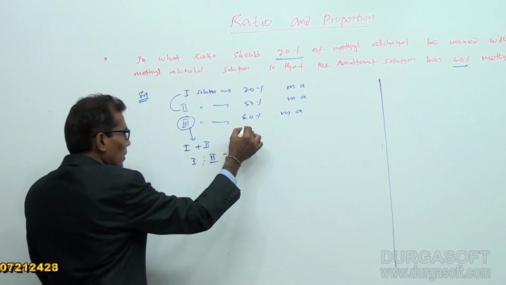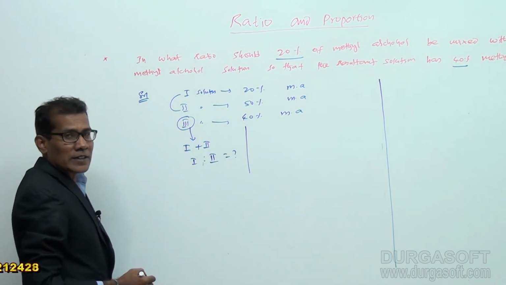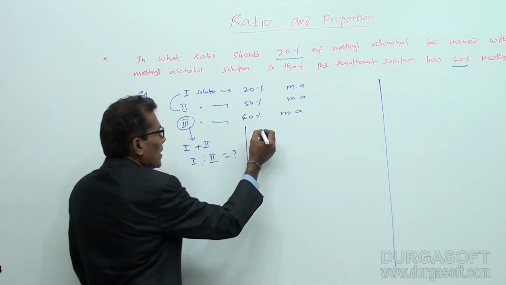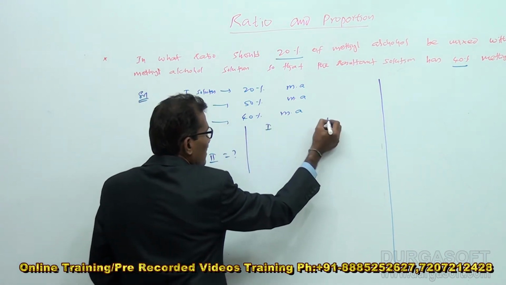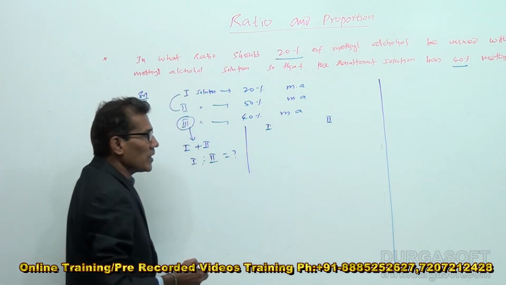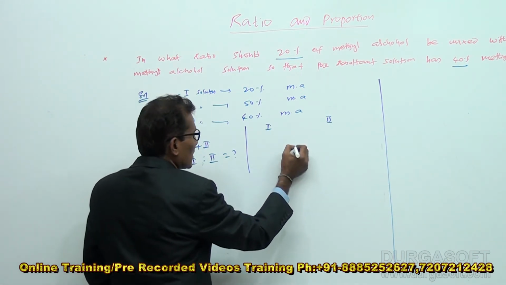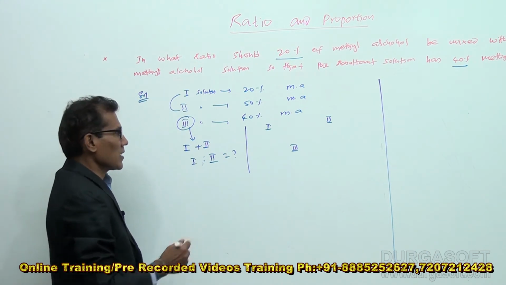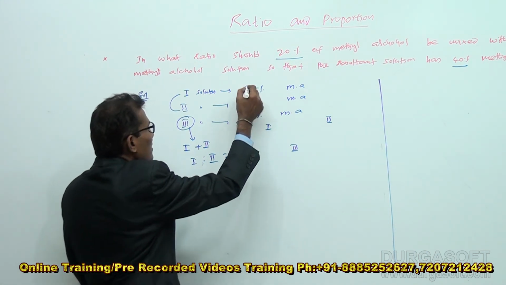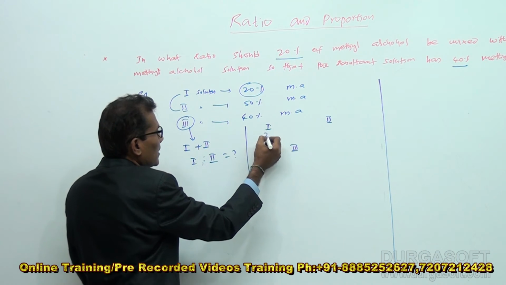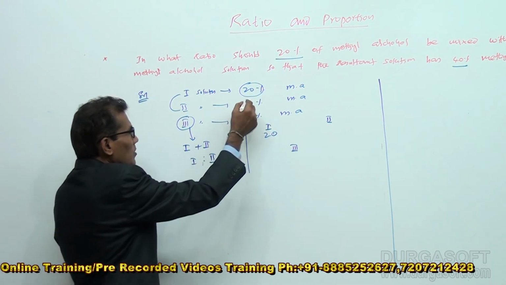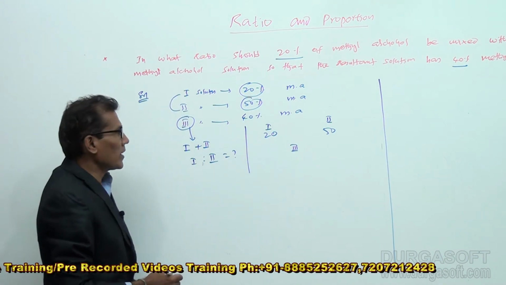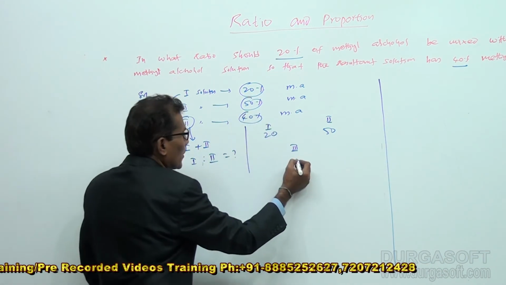By using the technique of alligations and mixtures, we take the first solution and the second solution, and we need the mean solution, that is the third solution. Here we can get the ratio of first and second. In the first solution the percentage given is 20%, in the second solution it is 50%, and the required is 40%. Simply, we write 40%.